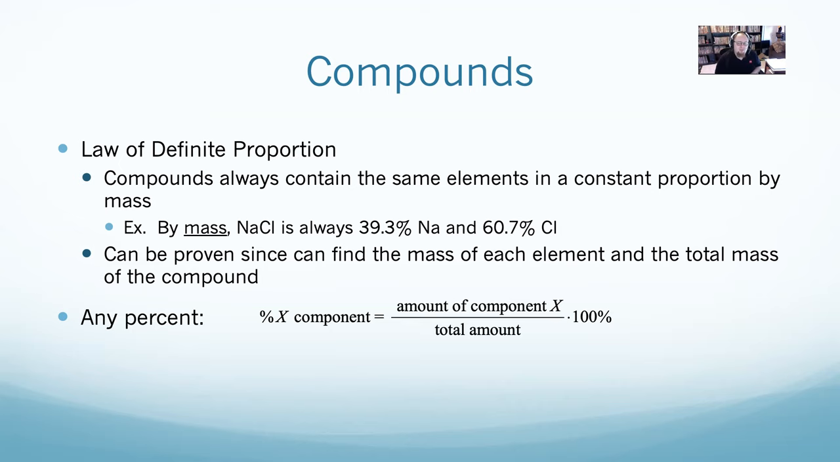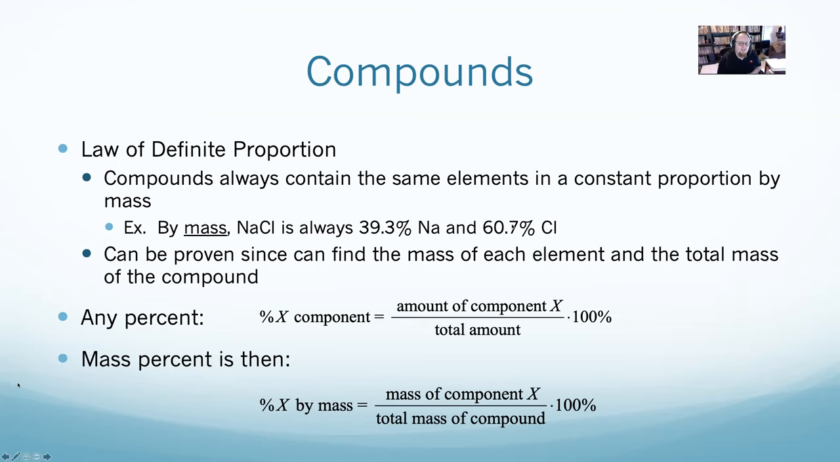And how I found that is I said, what is the mass of sodium over the mass of sodium chloride? And so I would say the percent sodium is just the mass of sodium over the mass of sodium chloride. The percent chlorine is the mass of chlorine over the mass of sodium chloride. And the thing is, if I have a mound of salt, it's kind of a hassle to go and measure out how much of it is sodium, how much is chlorine. But the law of definite proportions says these numbers are also set, that it's always 39.3% sodium, no matter how much you have.